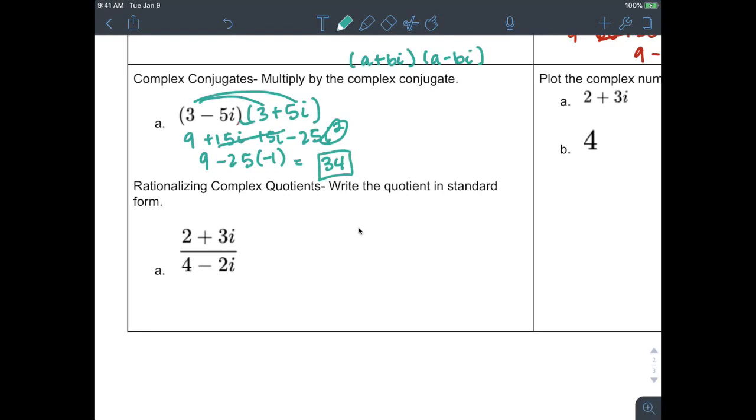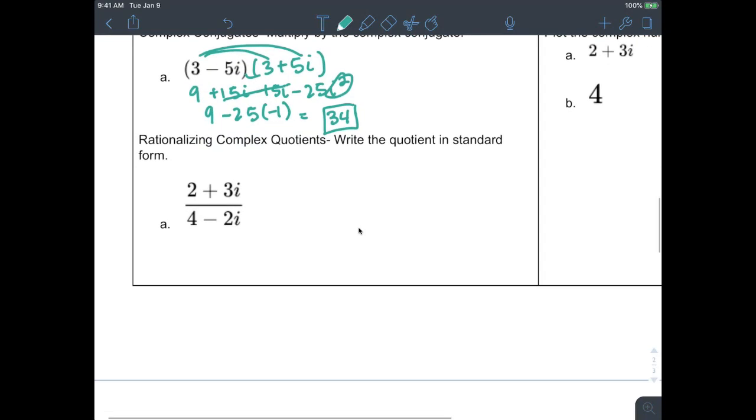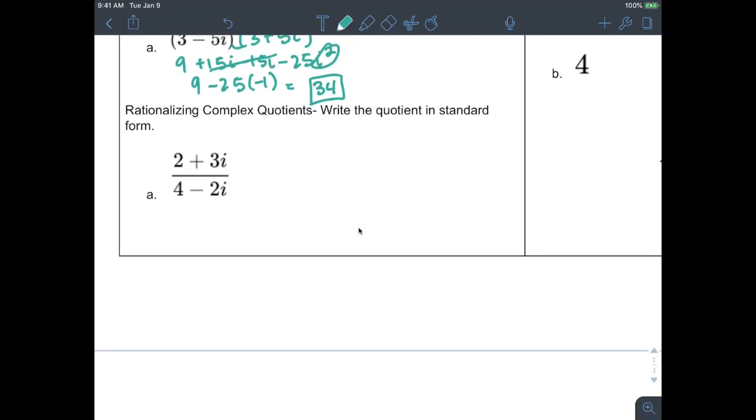All right, we don't really divide complex numbers. What we do is we rationalize the denominator. So we're going to multiply the fraction by the complex conjugate of the denominator.